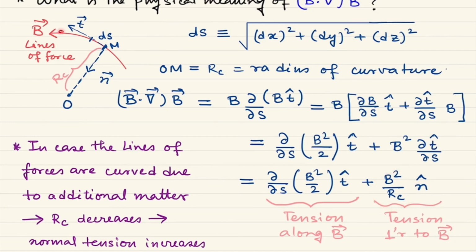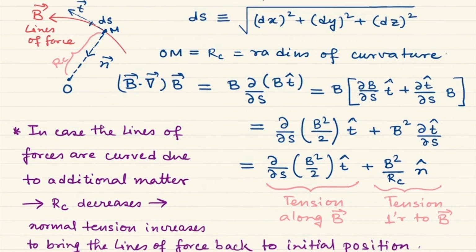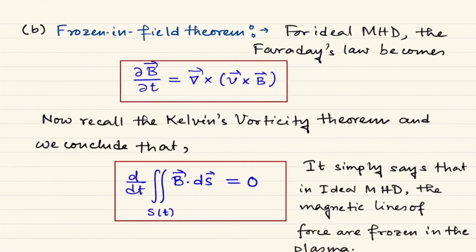And then it simply says that when it has this type of geometry, you have a net force which is acting in this direction. So that means whenever this magnetic field gets deformed from its original position, it tries to bring it back to the original position. That's why it behaves like a tension. Okay, so that was all about the tension part.